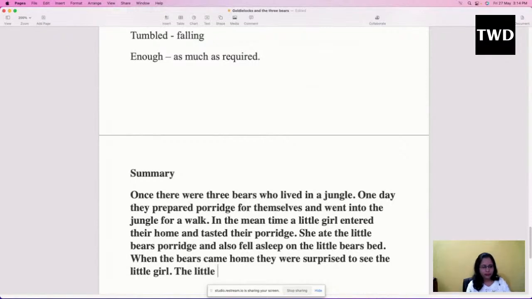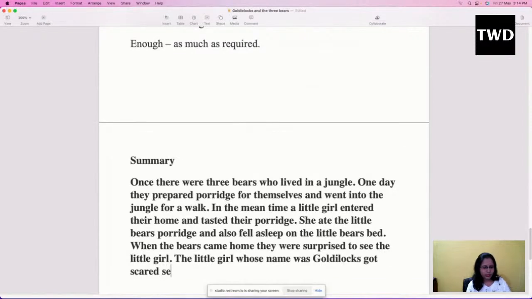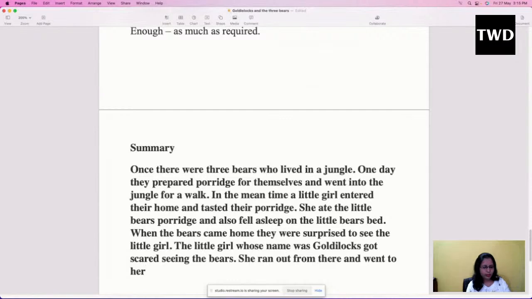The little girl, whose name was Goldilocks, got scared seeing the bears. She ran out from there and went to her grandma.